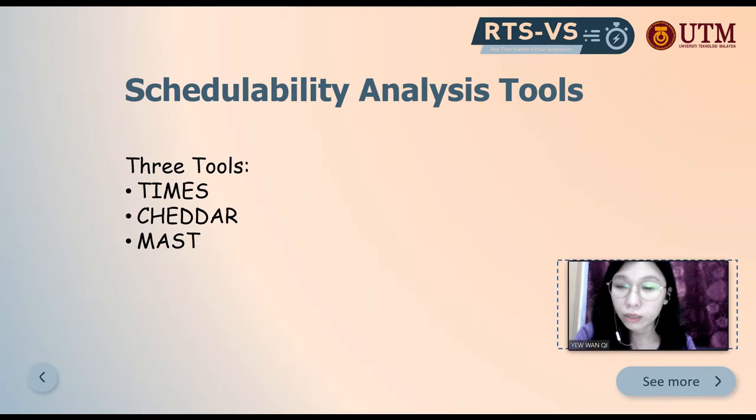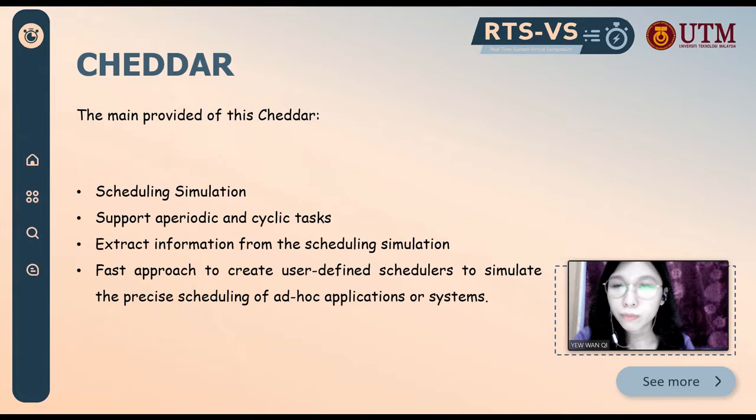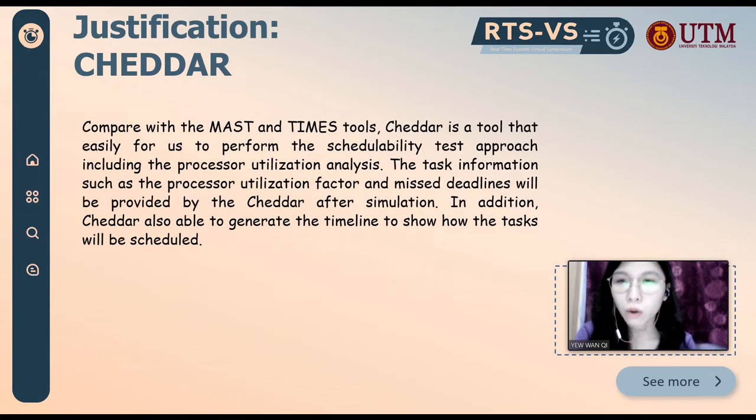Next, I'm going to share the 3 tools I chose: Times, Trader, and MAST. Here, I will just explain the tool I selected, Trader. The main features of Trader are scheduling simulations, support for aperiodic and cyclic tasks, extracting information from the scheduling simulations, and the ability to create user-defined schedulers to simulate the precise scheduling of ad hoc applications or systems. Compared with the MAST and Times tools, Trader is a tool that makes it easy for us to perform the schedulability test approach, including the processor utilization analysis.